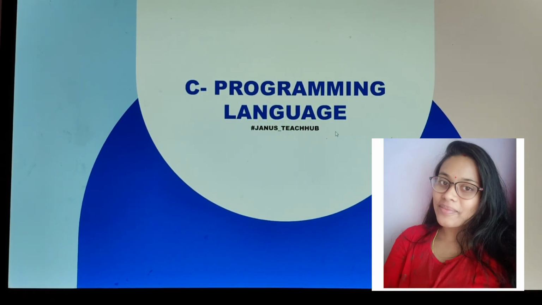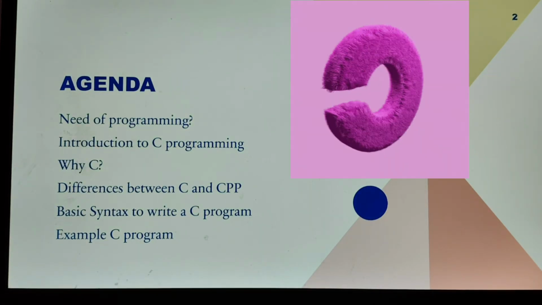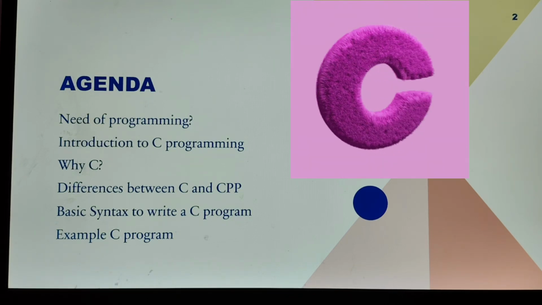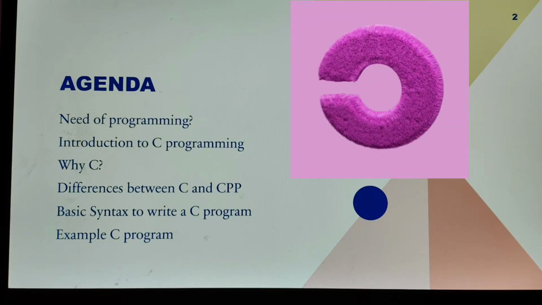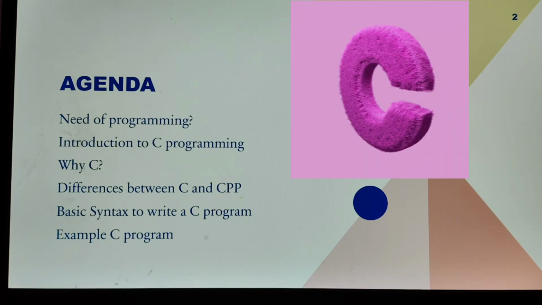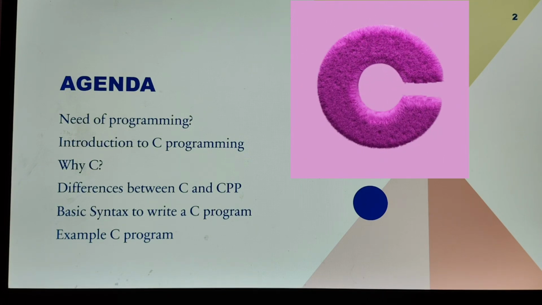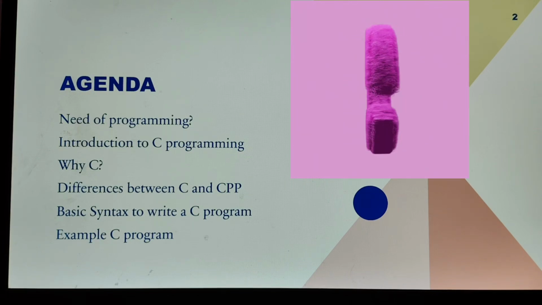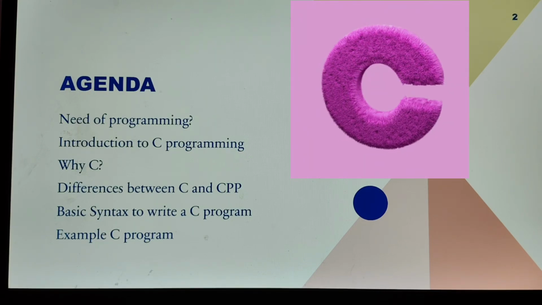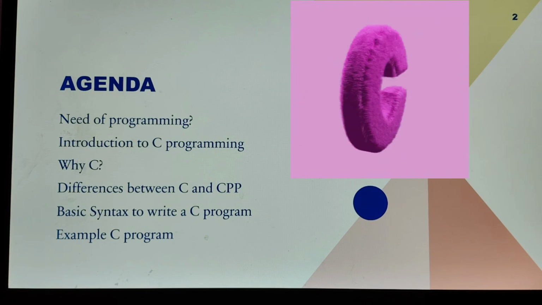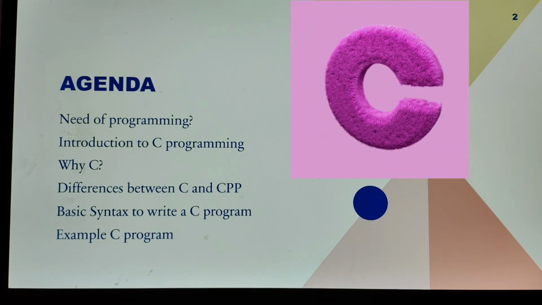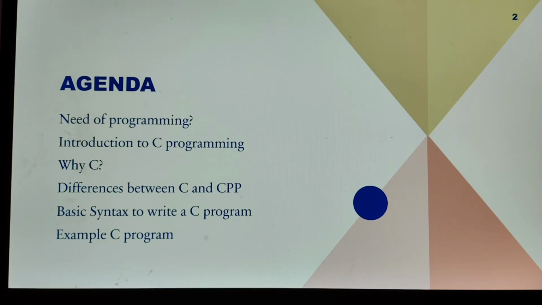Okay, firstly, I will discuss the purpose or need of programming. What is the need of writing these programs? Why do we go for it? Why do we have programming languages like C, C++, Java, Python in our academics, and then we will discuss the C language. Today's video agenda is the need of programming, introduction to C programming, why we go for C, the difference between C and C++, basic syntax to write a C program, and an example C program.